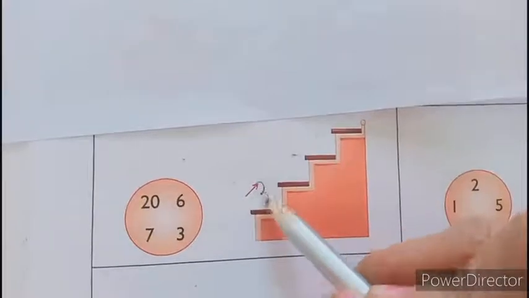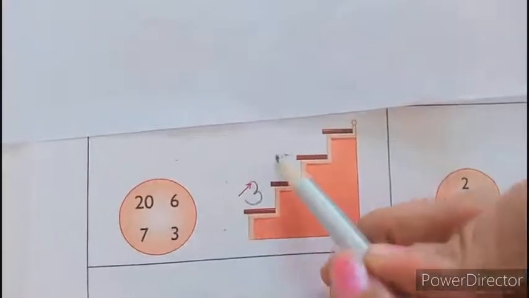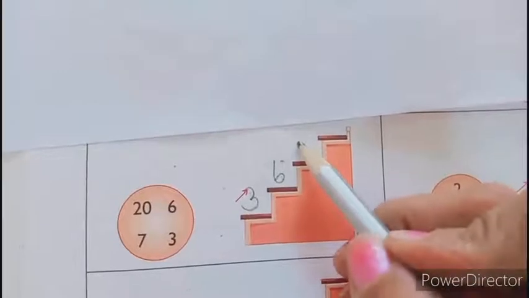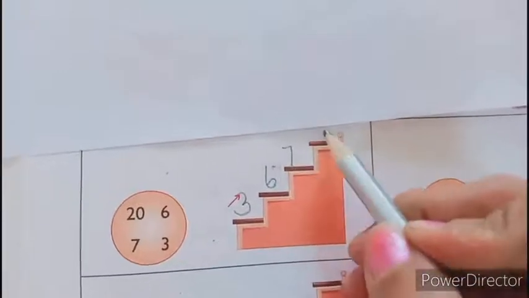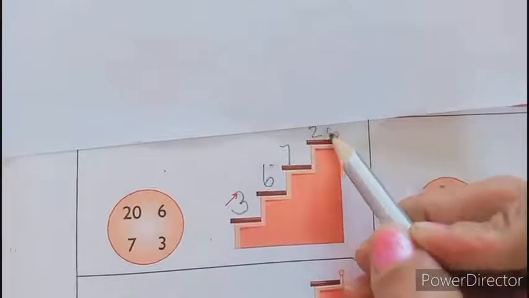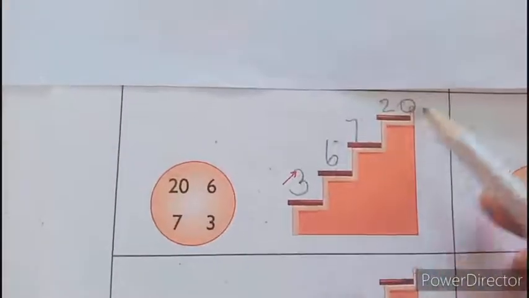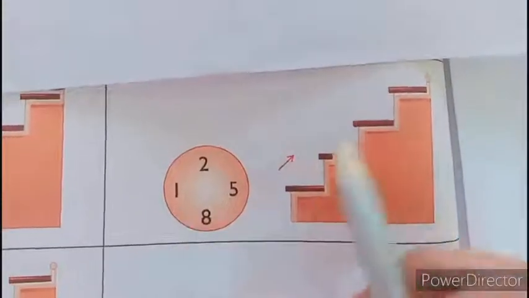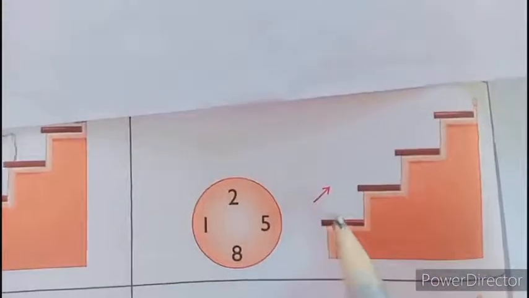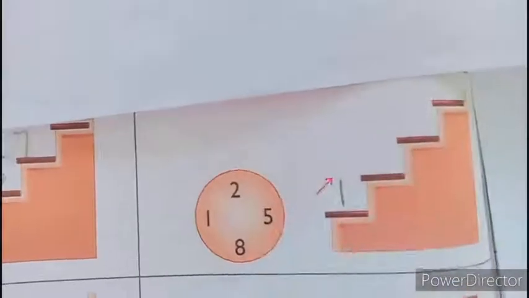That is 3. Then 6. Then after 7, 20. That is smallest to biggest. Okay. Now, which number will come here, beta? Come on, tell me. 1.